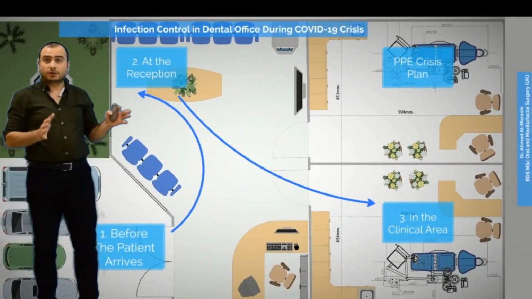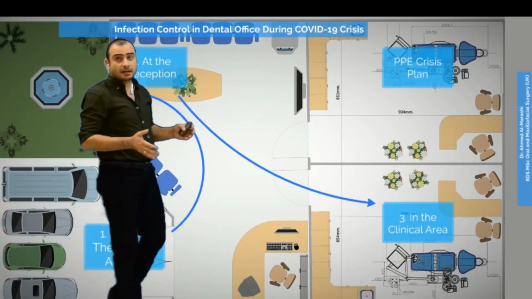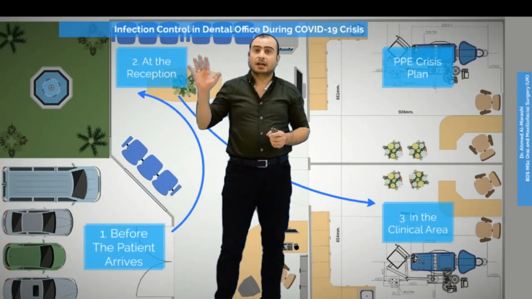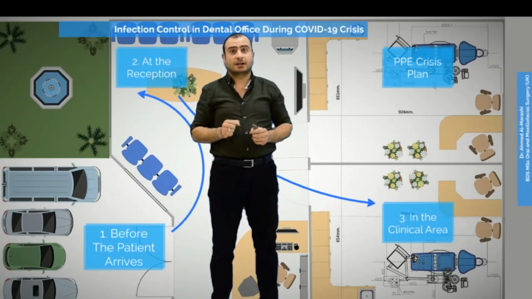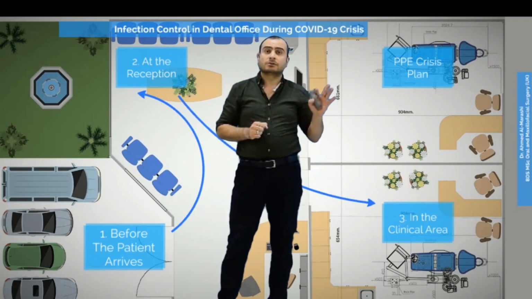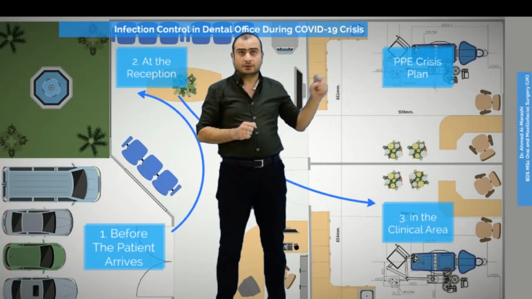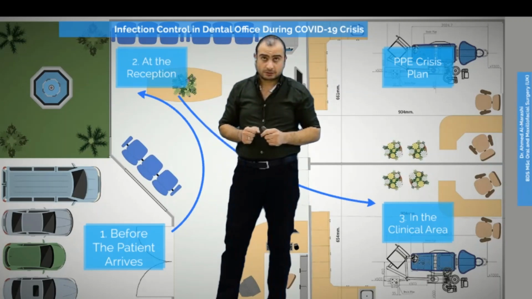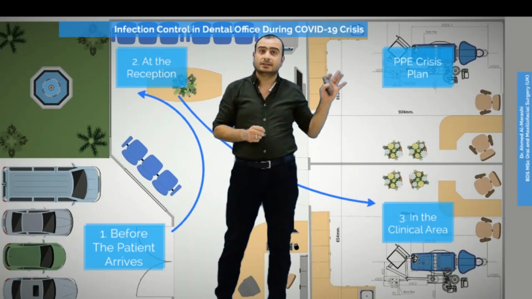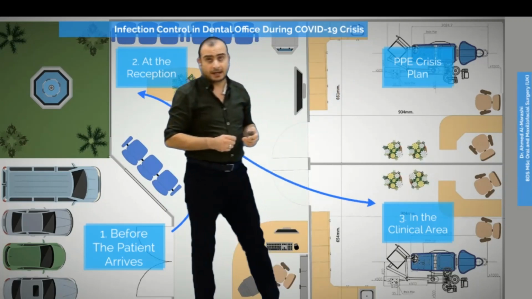Today we'll have a walk around the clinic, starting from the time before the patients arrive at our clinic, then when the patients arrive at the reception, and finally within the clinical area. We'll also have short notes about what to do if we have a shortage in PPE, personal protection equipment. So what would be our crisis plan?